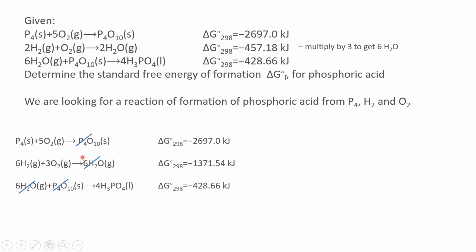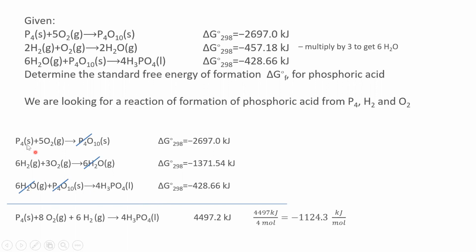Oh, I forgot to say, we needed to multiply this reaction by 3 so that the waters cancel out. Sorry, it was up there. I forgot to say it. So if we multiply the second reaction by 3, we also have to multiply the energy by 3. So we end up with our phosphorus, plus we've got 5 oxygens here and 3 oxygens here. That gives us 8 oxygens. Plus 6 hydrogens gives us 4 phosphoric acid.